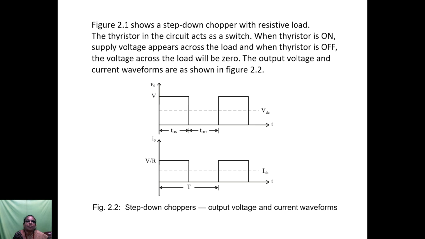V0 is the output voltage, V is the chopper input voltage, with T on and T off. T on is the on time period of the chopper, T off is the off time period. The first one is the voltage waveform, the second one is the current waveform. In the current waveform, I0 is the output current, that is V by R, and IDC is the constant DC current. T is the total time period, that is T is equal to T on plus T off.